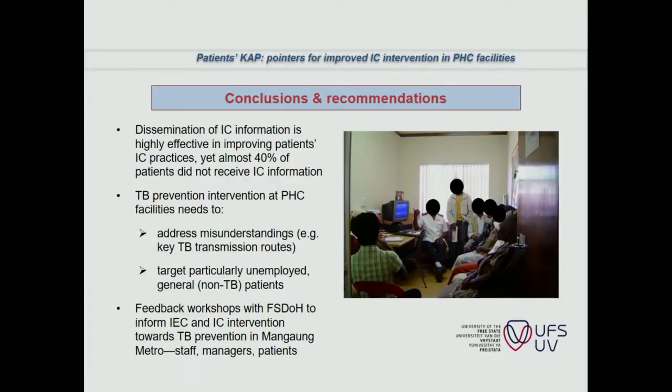So in conclusion, we conclude that dissemination of information on infection control is highly effective in improving patients' infection control practices. However, in our study, we found that 40% of the patients had not been informed about infection control at their facilities. TB prevention interventions at primary healthcare facilities need to address the misunderstandings that exist about TB.